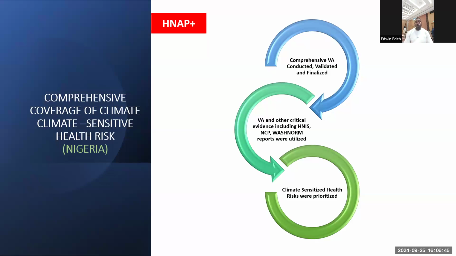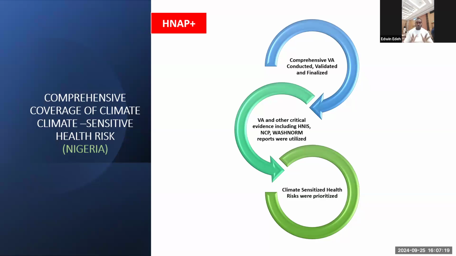But in addition to that, we make sure that during the VA, we have looked at secondary data from different sources, data from climate. We have what we call the NCP, the Nigerian Climate Report, which is being led by the NIMET and other meteorological agencies, including what we call the WashNorm report, which is a sector-wide report that reports the wash situation. So we triangulate all of this data and we use this data to look at what is going to be the future of climate and its impact on health in Nigeria. So all this we are taking into consideration.